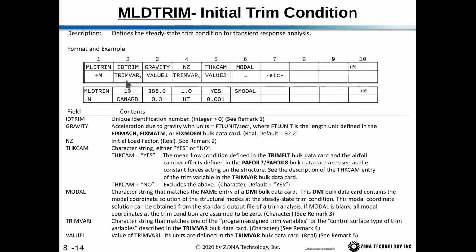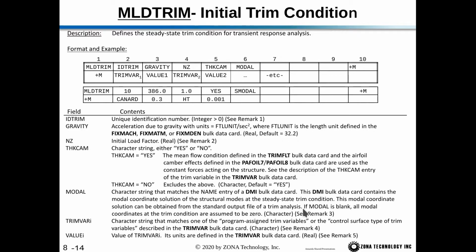Next, we have an open-ended input where you can specify the trim conditions of the control surfaces. So TRIMVAR is a character string that matches one of the program-assigned trim variables, such as ALPHA, which would be angle of attack, or the control surface type of trim variables, for example, ELEVATOR, described in the TRIMVAR bulk data card. And then VALUE is the value of that particular TRIMVAR. The units are defined in the TRIMVAR bulk data card.